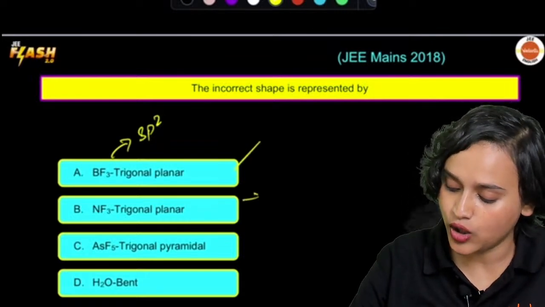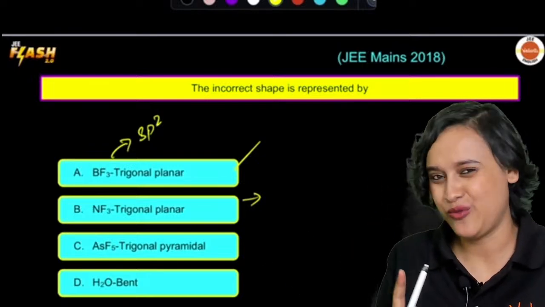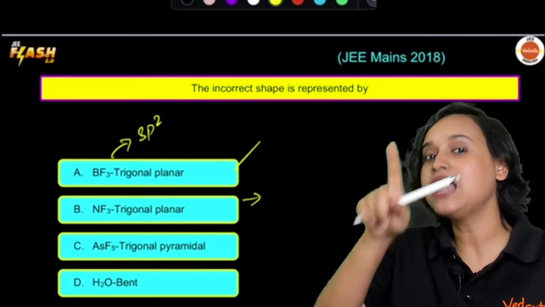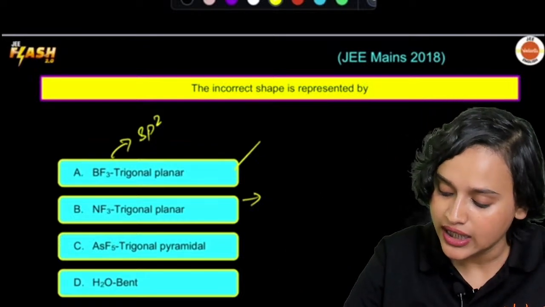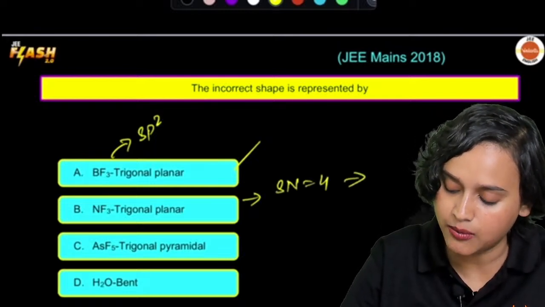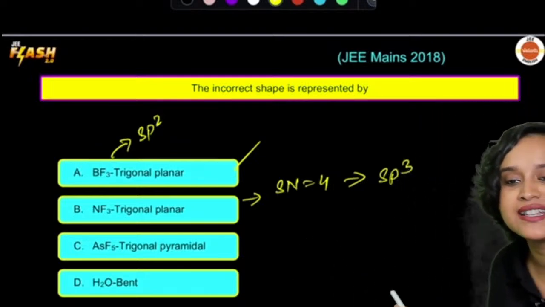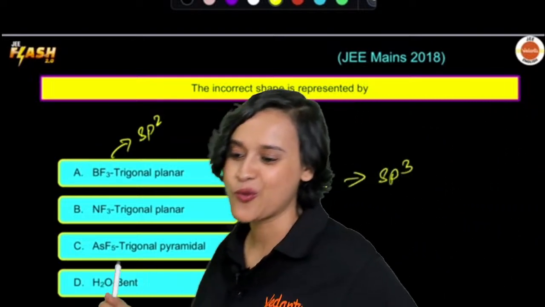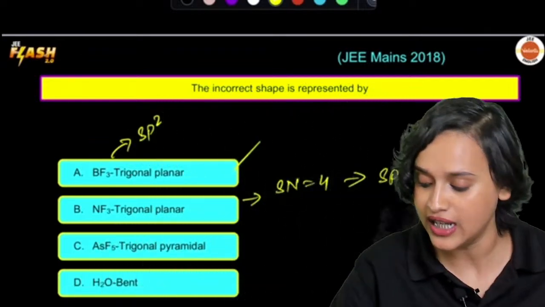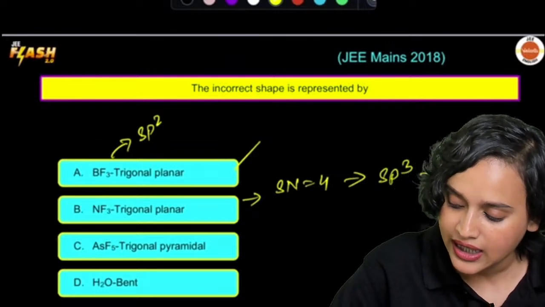For NF3, what do we have? We have 3 surrounding atoms plus 1 lone pair. So 3 plus 1, steric number is 4. If steric number is 4, we will have sp3 hybridization. For sp3 hybridization, what is the molecular geometry? Tetrahedral, isn't it? This is going to be tetrahedral.